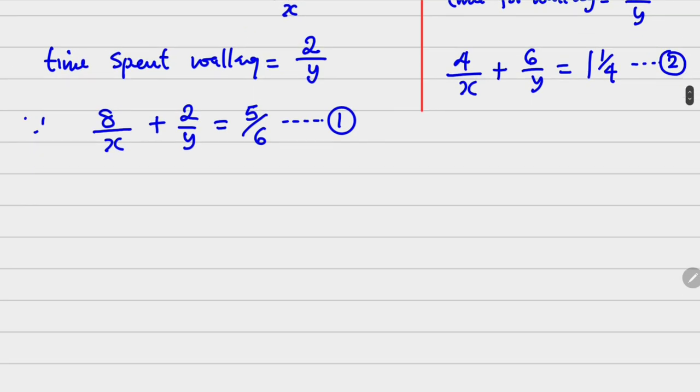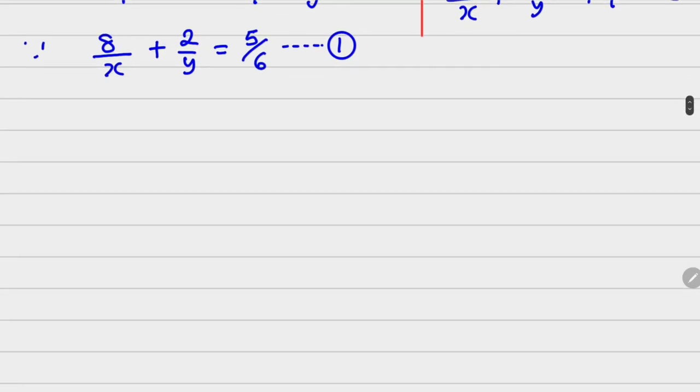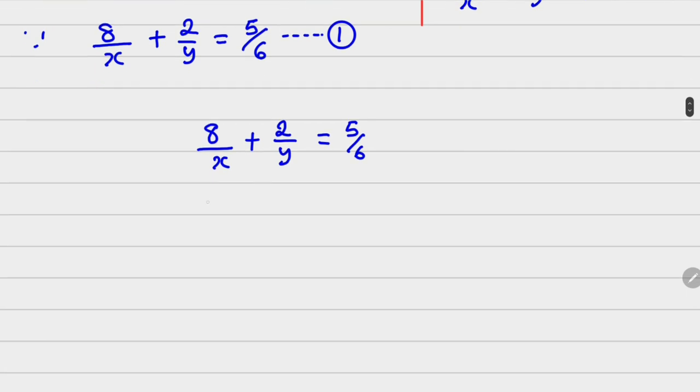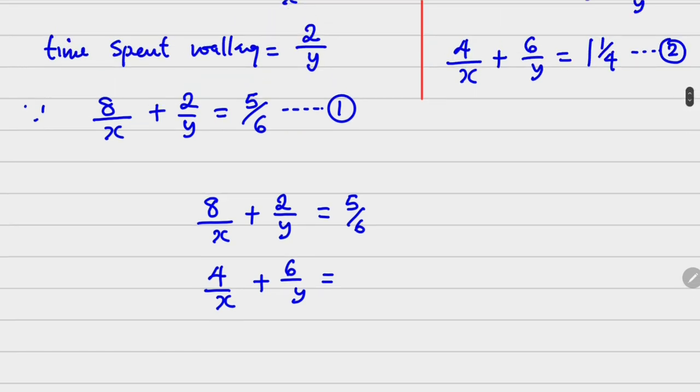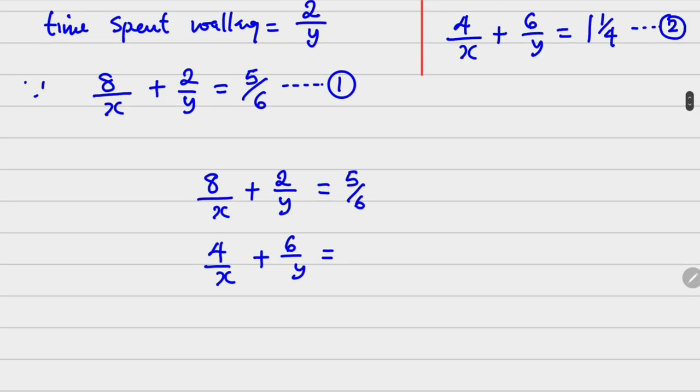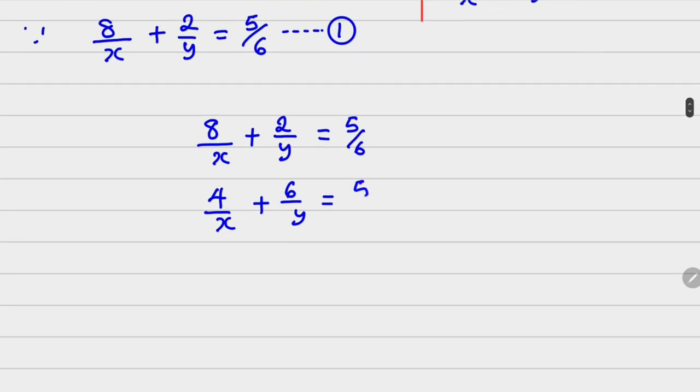So working out equation 1 and 2 respectively, simultaneously, we are going to have 8 over X plus 2 over Y is equal to 5 over 6. This is equation 1. Then I have 4 over X plus 6 over Y is equal to, changing it to an improper fraction, 5 over 4.